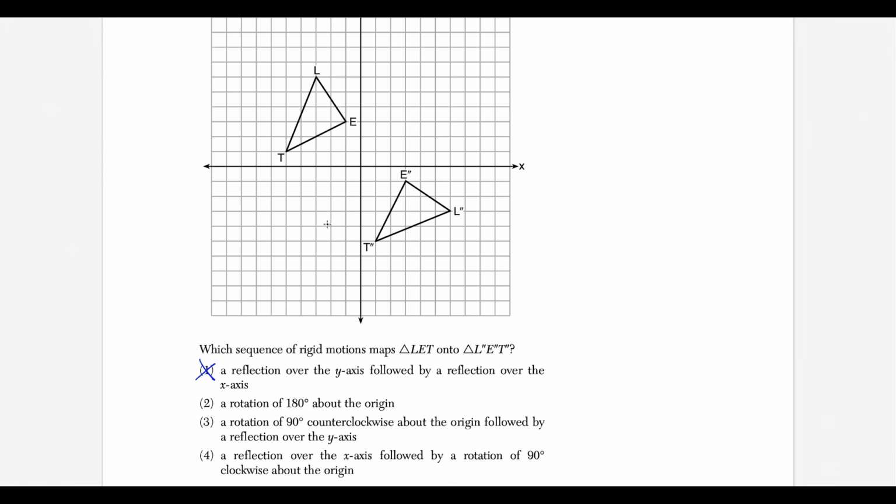So right away, that tells me that choice 1 is out. Now, a rotation of 180 degrees about the origin, the reason why this one is no good is that if we were to connect these points, L and L double prime, they would have to connect by a straight line through the origin. But notice here, when I draw this straight line, it misses the origin. So that's how I know choice 2 is not going to be it. So this one's out. So next, we're rotating 90 degrees counterclockwise.